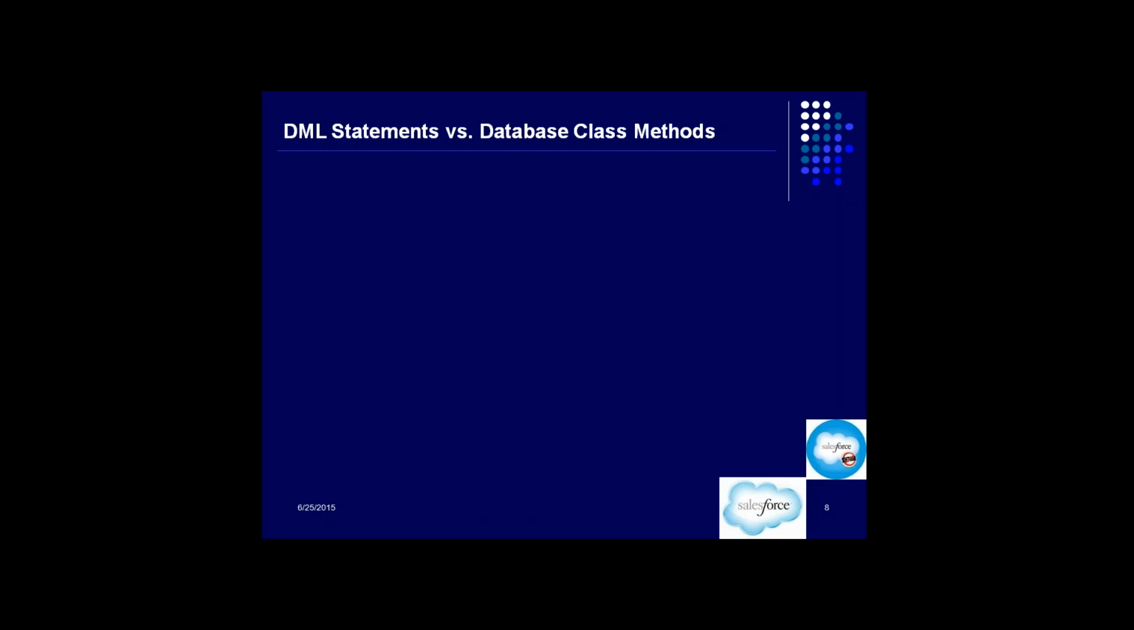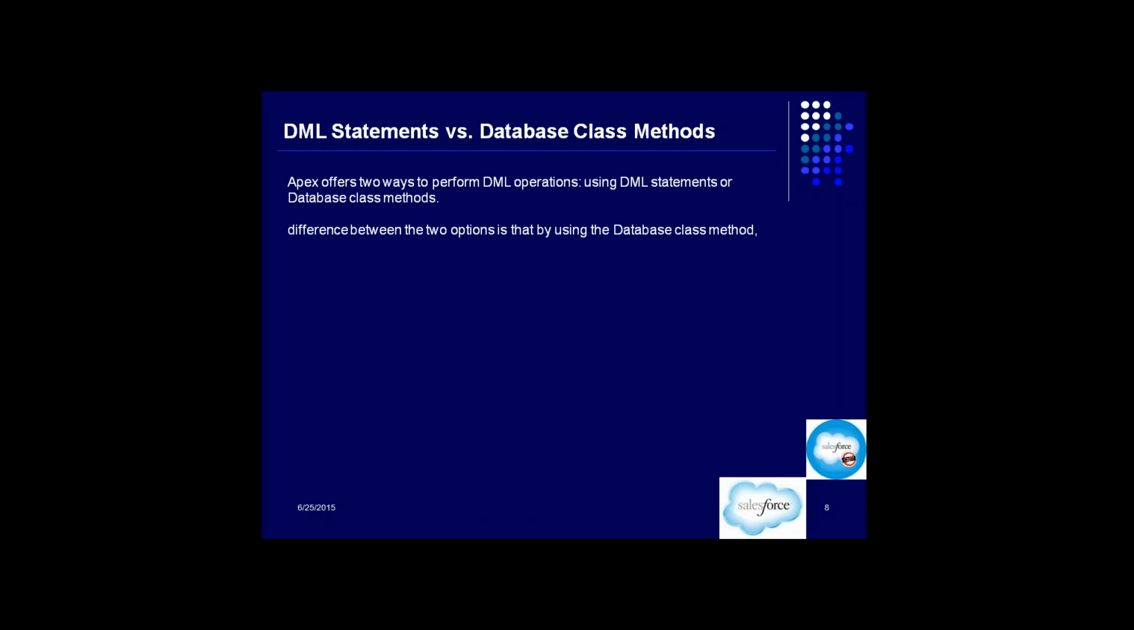So normal DML operations are not able to do a partial DML statement operation. But our database class methods can do that partial DML operation also. The difference between the two options is that by using the database class method, you can specify whether or not to allow for partial record processing. Partial record processing is also allowed if errors are encountered. So if an error is encountered, the partial processing can still be done. Normal DML operation, no partial processing option, full or nothing.